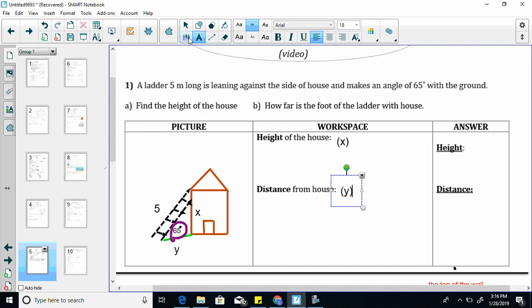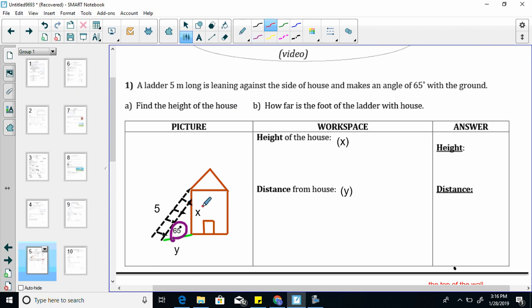Okay, so looking at my angle, it's important that I understand that the angle is down here. This is my opposite side. This is my hypotenuse, because it's creating this 90-degree angle with the house when you put a ladder against it. And then this is my adjacent side. So still do everything the same. You're labeling your picture with O, A, and H, and you're circling the angle that you're talking about.